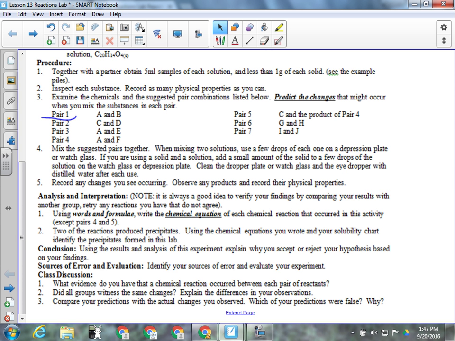Conclusion, same as last time. Restate your hypothesis, copy paste it, and then using your results, explain to me why it's accepted or rejected. Did you see those signs? Did they show what you thought they would show? And then you have your 2 sources of error and ways to fix them. So same as before. That's how your lab report should be set up.